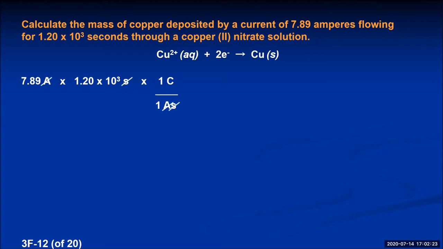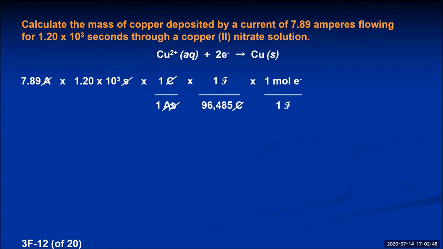Now we want to switch from the units of coulombs for charge into Faradays. So what did a Faraday equal? A Faraday equaled 96,485 coulombs. So if I put the 96,485 coulombs on the bottom, the 1 Faraday on the top, I've now calculated how many Faradays of charge have passed through the electrolytic cell. And that's important because 1 Faraday is resulting from 1 mole of electrons.